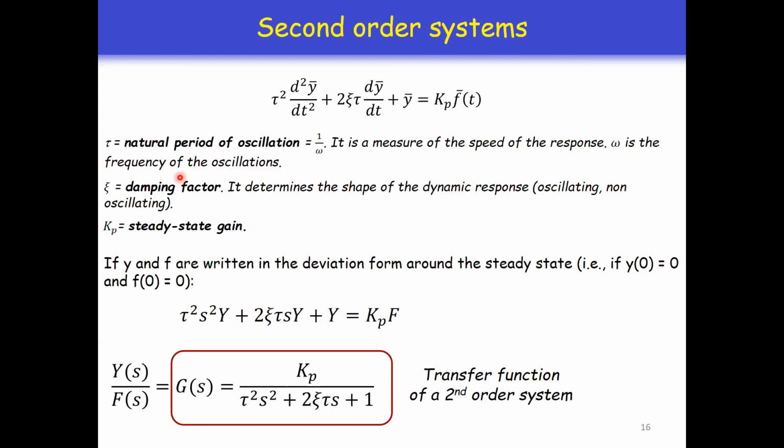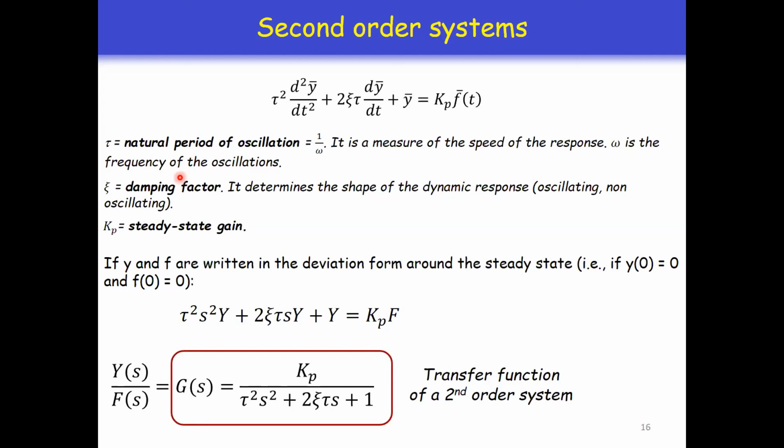This is what we call the damping factor. It determines if the response of the system is oscillating or not oscillating. And indeed, get accustomed to this. First order systems do not oscillate because they cannot exhibit complex poles. But second order systems or higher order systems might exhibit complex poles, so they might exhibit an oscillating response. And so Xi will tell you if the system oscillates or not.